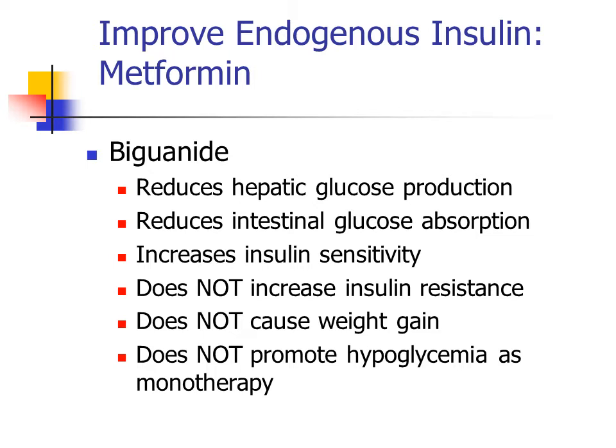Moving now from agents that increase the secretion of insulin from the pancreas, we're going to now discuss an agent that improves endogenous insulin function, and that's metformin. Metformin is a biguanide that has all of these great properties listed for you here. Its mechanism of action is threefold. It reduces hepatic glucose production, reduces intestinal glucose absorption, and increases insulin sensitivity to the body's endogenous circulating insulin.